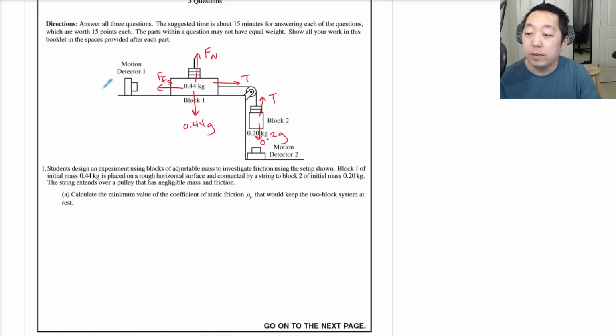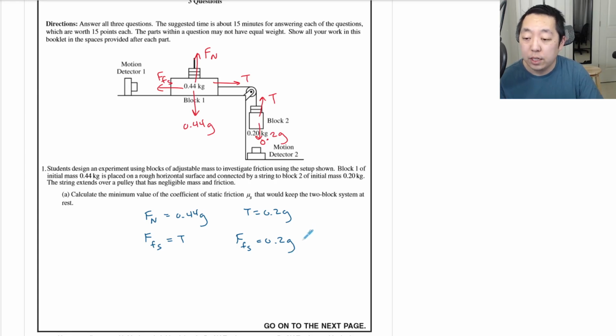Calculate the minimum static friction that would keep the two-block system at rest. So basically everything's at rest, so the net force is 0, so that means specifically the normal force up here is equal to 0.44 G. We also have the frictional force, static friction, is equal to tension. We also have from this free body diagram, tension equals 0.2 G. So putting that together tells us that the force of static friction has to be 0.2 G.